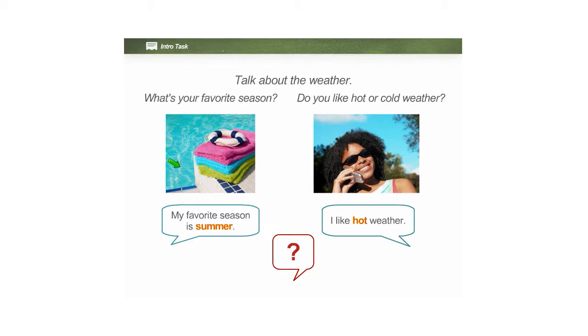Winter. Winter, okay. And what do you like doing in this season, Iris? I like to go out to eat with my friends. Okay, you can say I like eating out with my friends. Very nice. And do you like hot or cold weather? I like cold, but sometimes I like hot when I'm at the beach.